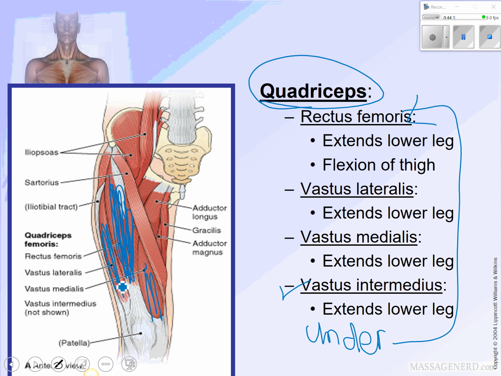Okay, so if you notice, all of these are going to extend the lower leg. But the rectus femoris also helps with a little bit of flexion of the thigh. So all four of these have the same insertion, and that's going to be on the tibia bone. But the rectus femoris has the origin on the ilium, and the other three vastus muscles originate on the femur.